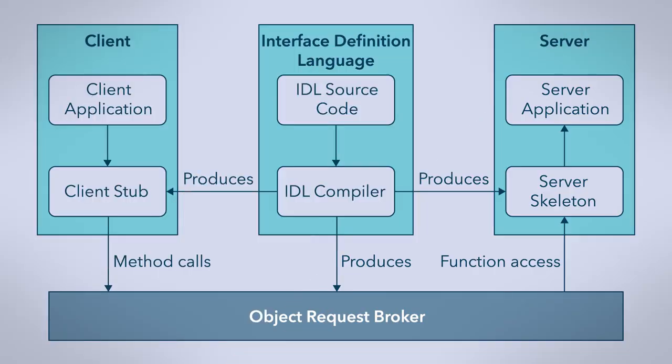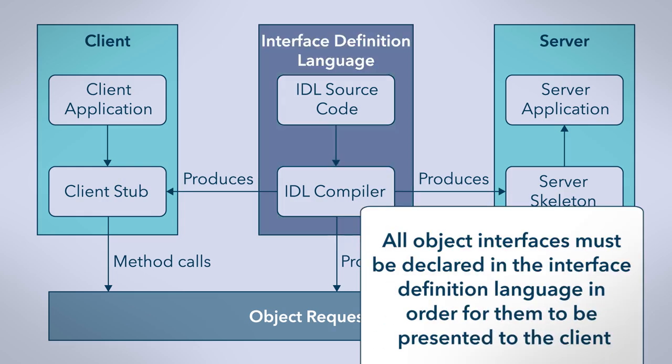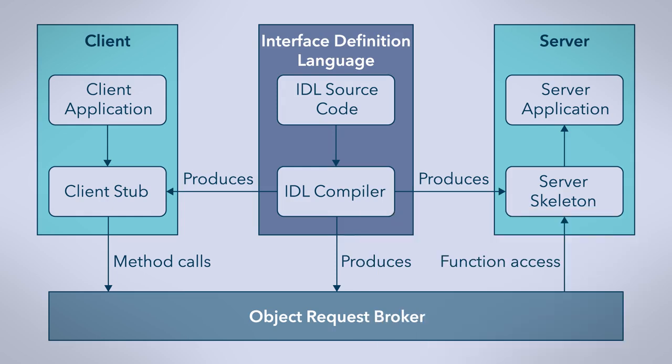The IDL in CORBA is very similar to the IDL in an RPC-based system. The enhancement that CORBA makes is that the IDL is capable of supporting inheritance and polymorphism. All object interfaces must be declared in the interface definition language in order for them to be presented to the client. In order for CORBA middleware to allow clients and servers to be developed in different programming languages, the CORBA IDL has a standardized mapping to multiple object-oriented languages. Standardization also allows the IDL to be portable across brokers by different vendors.